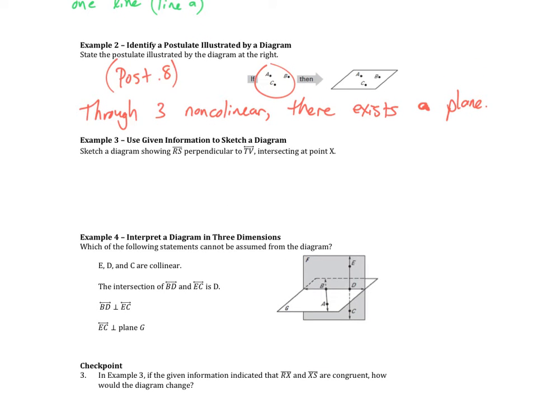Okay, example 3, use given information to sketch a diagram. So sketch a diagram showing segment RS is perpendicular to line TV intersecting at point X. So I want to start with segment RS, it intersects line TV, and it's perpendicular. So it's got to be perpendicular, so it's got to form a right angle.